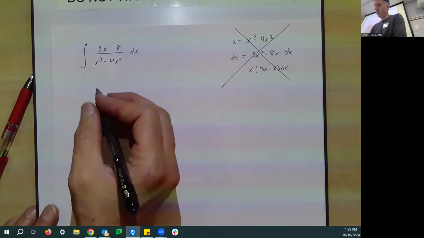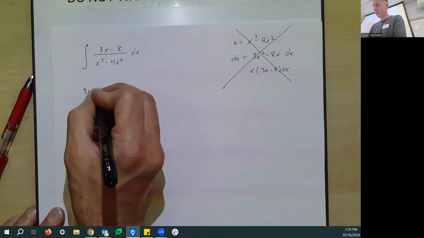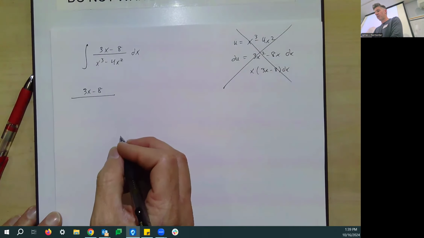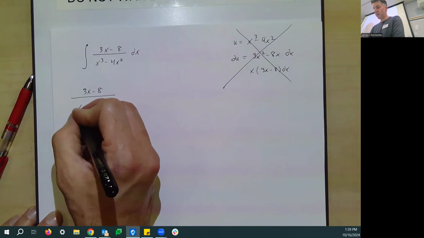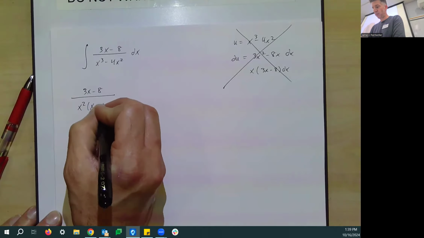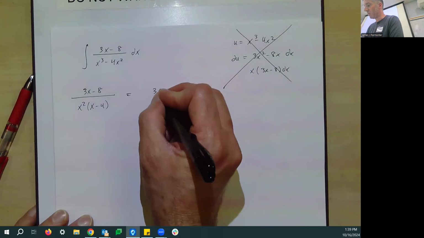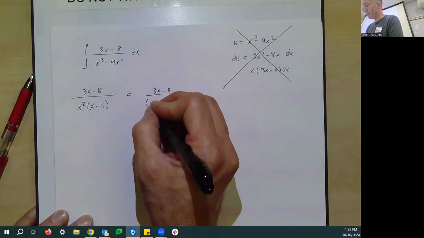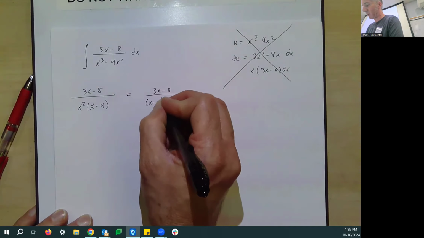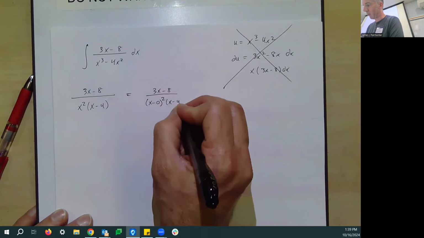So instead, we're going to rewrite our integrand 3x minus 8 over x cubed minus 4x squared as 3x minus 8 over x squared times x minus 4. And I want to point something out here. X squared, this is why I don't like this example, is not a square factor. It's a repeated linear factor. So we're not going to write it this way generally, but you should think of this as the linear factor x minus 0 quantity squared times x minus 4.